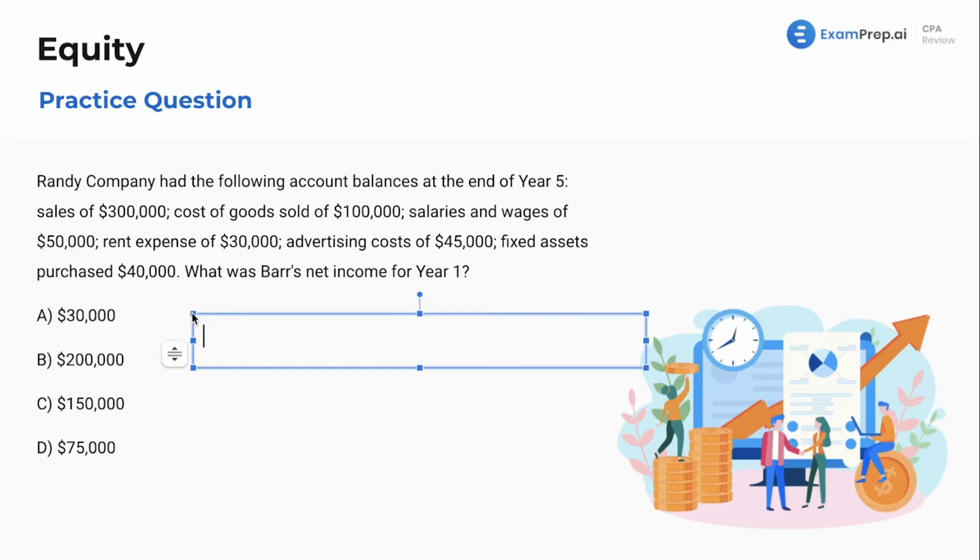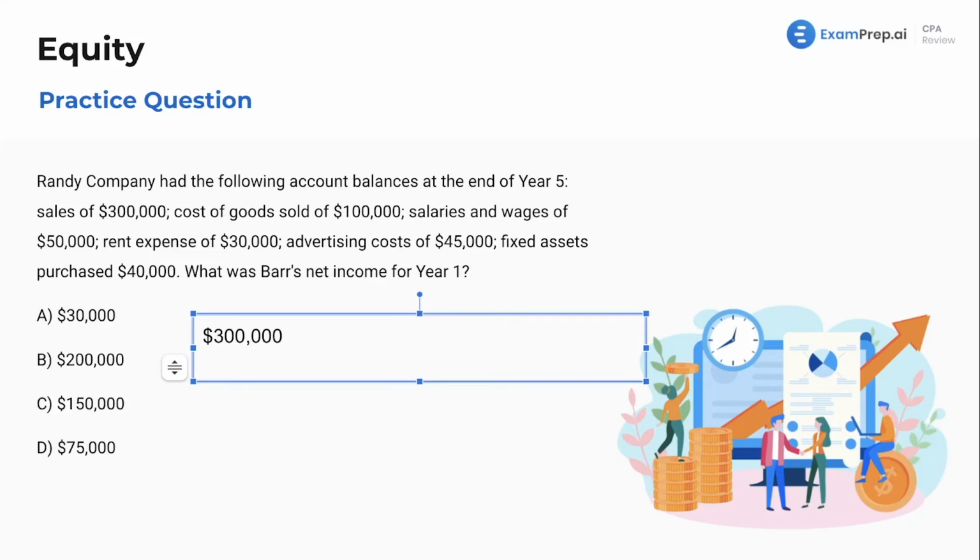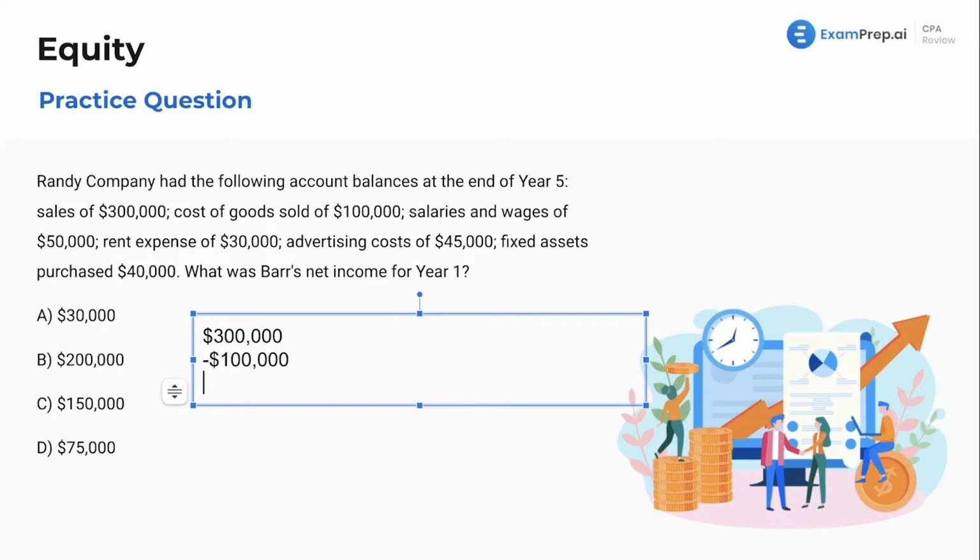All right, if you said sales, good. Because at the end of the day, net income is simple. It's sales or revenues minus expenses or costs. So we have 300. Next, and a pretty obvious one, is going to be subtracting out cost of goods sold. Because how do we make that revenue? Well, we have to buy things to sell.